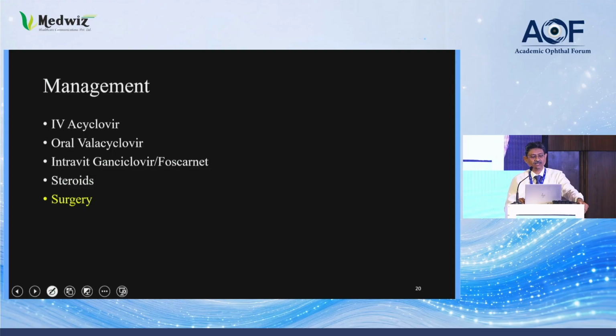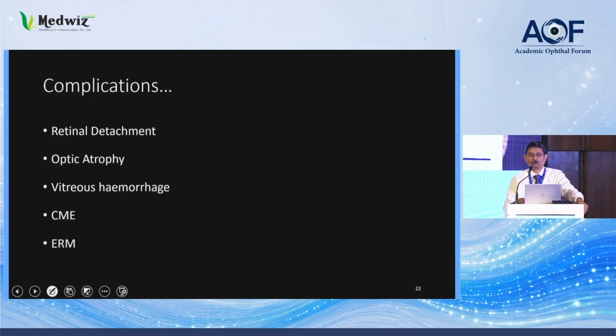Typical management is IV acyclovir or oral valacyclovir, or intravitreal ganciclovir, steroid, or surgery when the RD develops, especially rhegmatogenous RD. The common complications are retinal detachment, optic atrophy, vitreous hemorrhage, CME, and ARM, of which the first two are the most common.